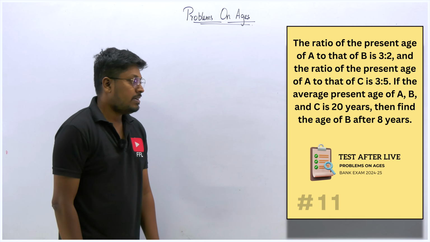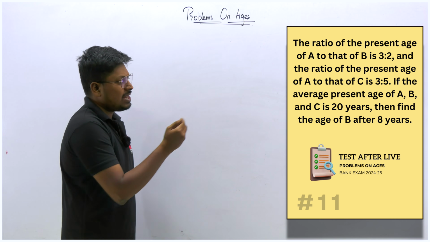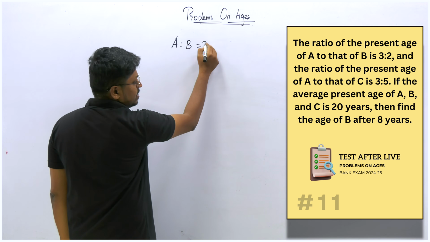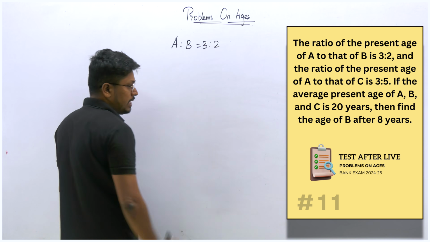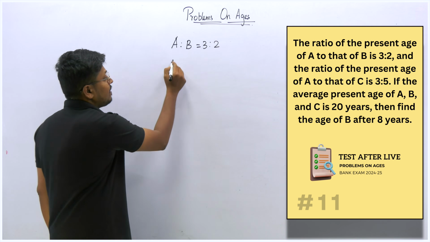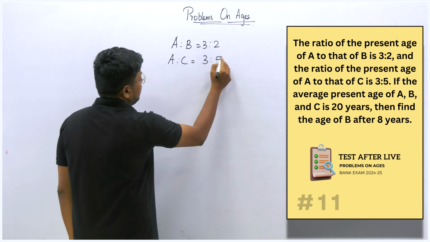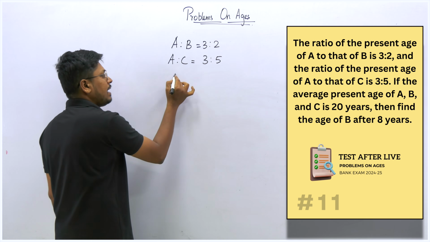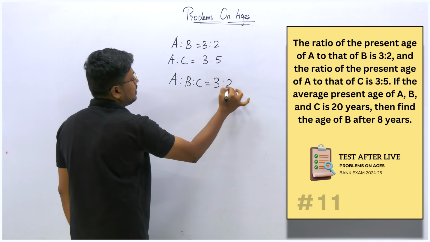Question number 11. The ratio of the present age of A to B is 3:2. So they have given the present age of both the persons, that is A is to B, which is 3:2. And the ratio of present age of A to C is 3:5. So they have given A is to C, that is also present age, which is 3:5. So when you see here, both the A ratios are the same, 3 and 3. So we can directly say A is to B is to C is equal to 3, 2, 5.